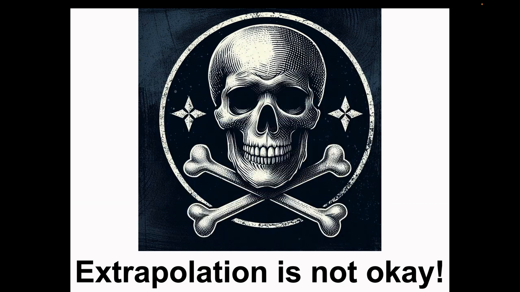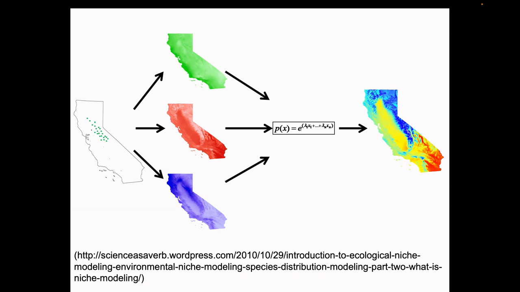Beware though, because extrapolation when you're doing species distribution modeling is not okay. So species distribution modeling, you have GPS coordinates for where a species is found. You have limited information, but you've got what you've got. Then you have environmental layers. Let's say this is precipitation, this is temperature, and this is soil acidity.